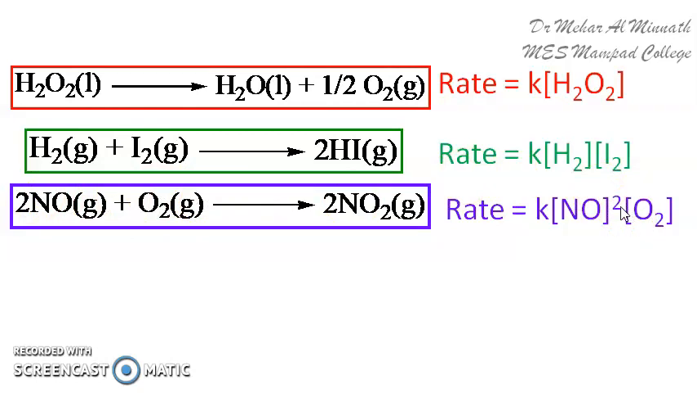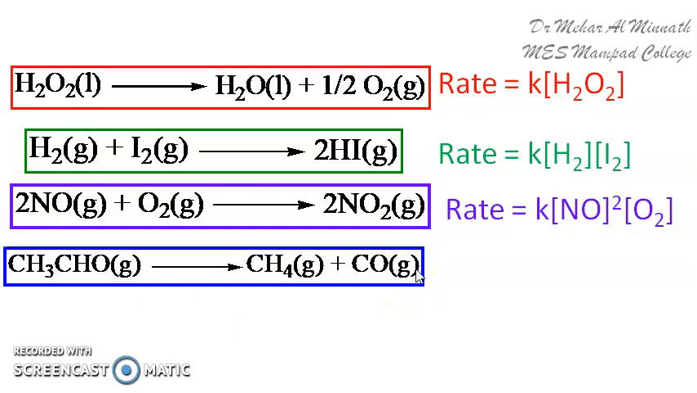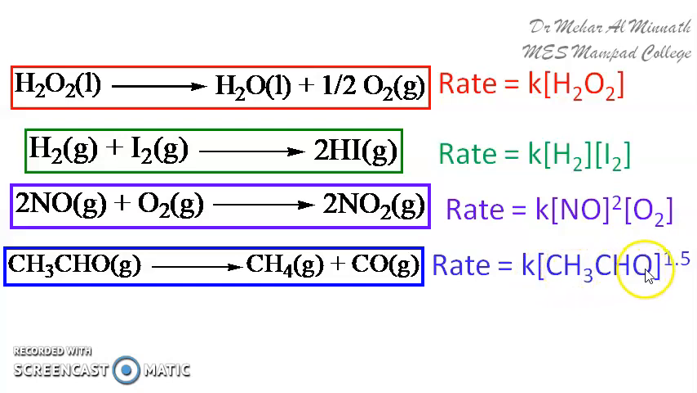That is a question. What I mean is, the values of X and Y in the rate law, that is the powers to which we raise the molar concentrations, should they be equal to the stoichiometric coefficients? Let us see another example. This is the oxidation of acetaldehyde to methane and carbon monoxide. Look at the rate law: K into concentration of acetaldehyde to the power of 1.5. So this is an example which shows that X and Y can take up fractions. And also this shows that the power to which we raise the concentration terms in the rate law is not the same as the stoichiometric coefficients.